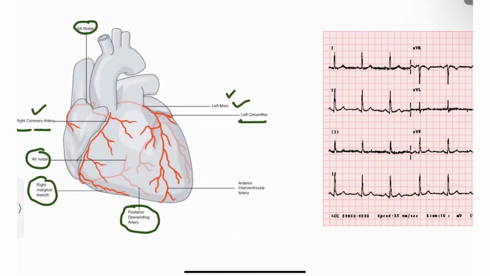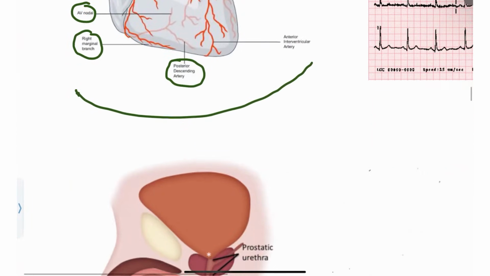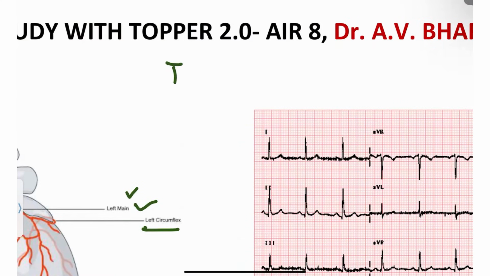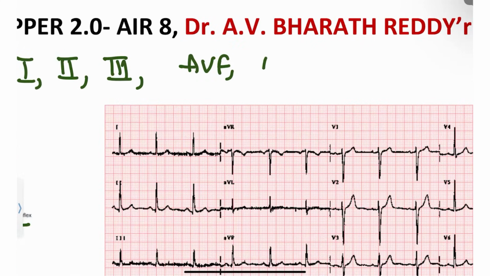So where are we going to place the chest leads, guys? We are going to place the chest leads this way, right? Horizontally, we are going to place V1, V2, V3, and V4, V5, and V6. This is how we are going to place them. The other leads that we are going to place are lead 1, lead 2 and lead 3, and also the augmented leads: aVF, aVL, and aVR.